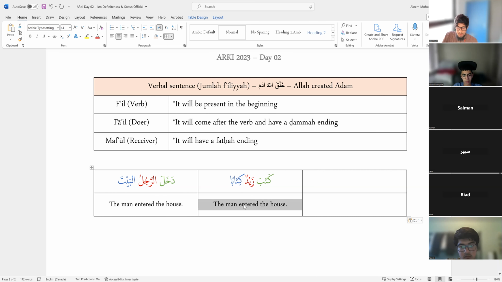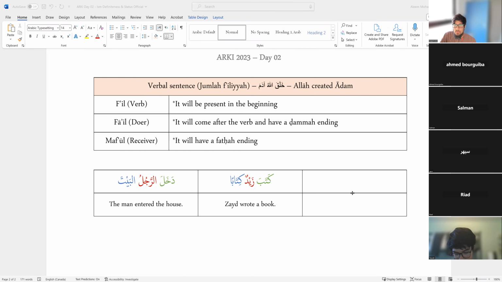Okay, so it becomes "Zayd wrote a book," right? We say "a book" now because it has the tanween ending. It's no longer definite. Third one. So nasara means to help. Alim means scholar. And mu'min means believer. How would you guys translate this?